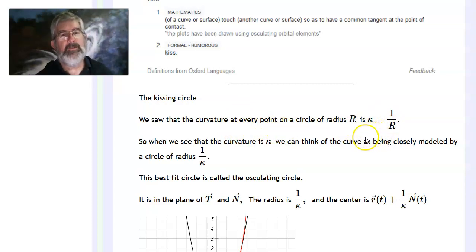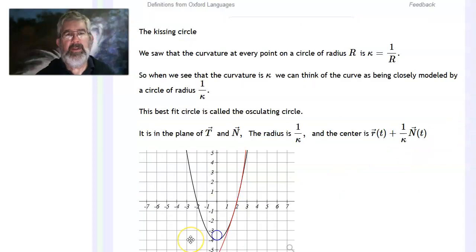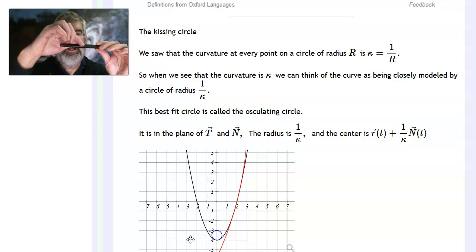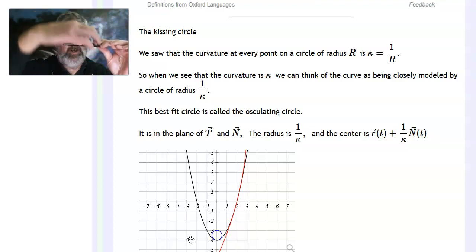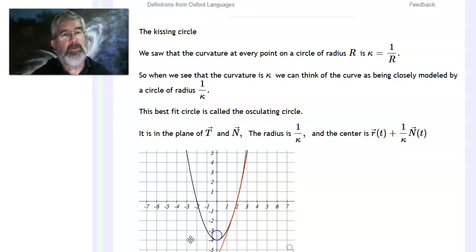So likewise, you can think of a curve with curvature k as approximated by a circle of radius 1 over k. This sort of best fit circle is what's called the osculating circle. If you think about a point on a curve, like my pen here as the curve, pick a point. There's a lot of circles that could be touching right at that point. The question is, which one is the osculating circle? And it is the one that is in the plane of the unit tangent vector and the unit normal vector.